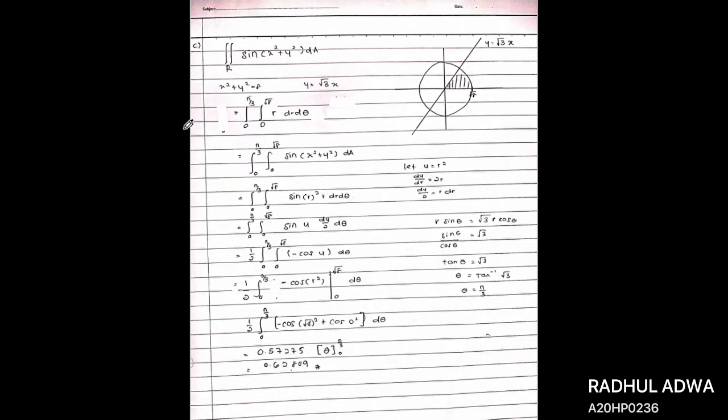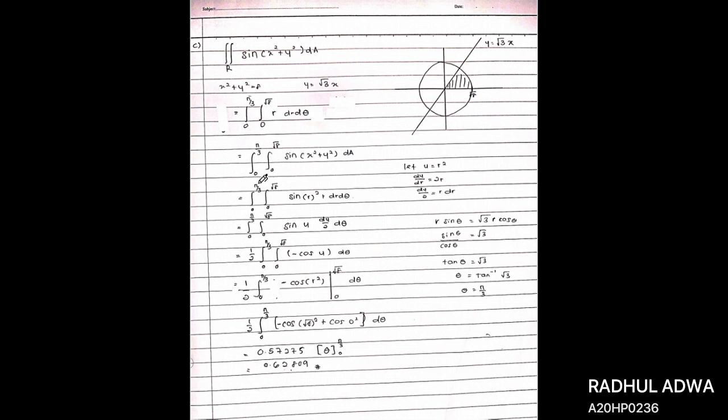For question 3c, given the equation, double integral sin(x squared plus y squared) dA. And the equation for the graph is x squared plus y squared equals 8 and y equals 3x. By sketching it, we get the graph like this. Next, we need to determine the value for the integral. As you can see, we use y equals 3x. We can substitute y with r sin theta and x with r cos theta. We will get theta equals pi over 3.